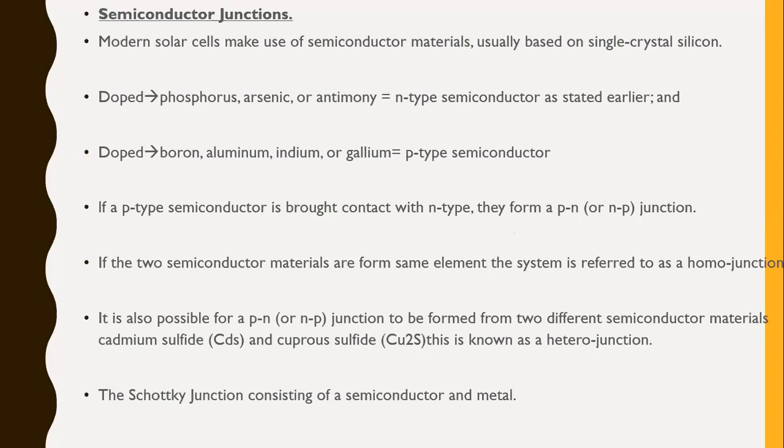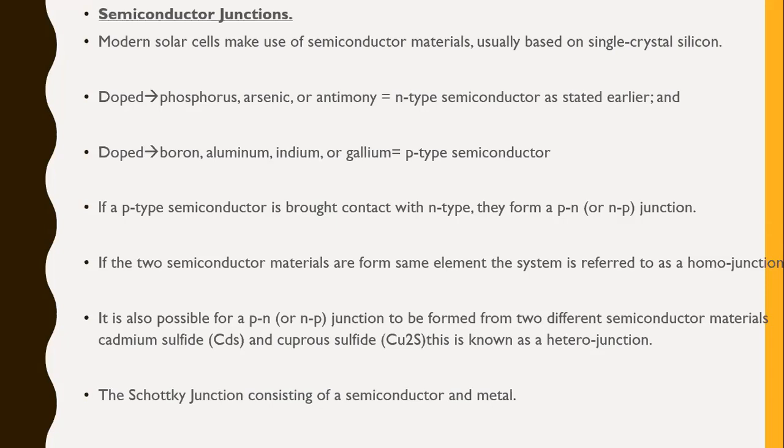In modern solar cells we are using semiconductor materials. These semiconductor materials are usually based on single crystal silicon, which is the most commonly used semiconductor material. We take this silicon and bond it with various semiconductor materials, and we will see the characteristics of that bonding now.